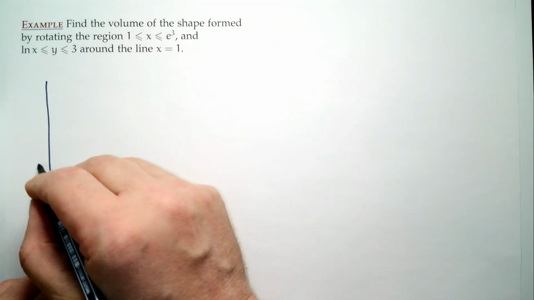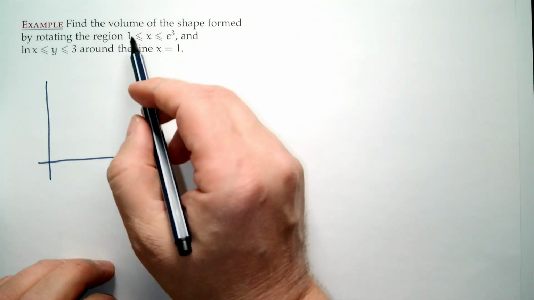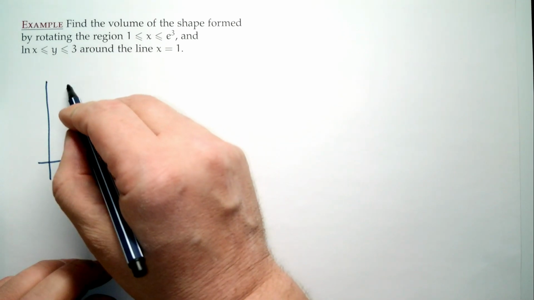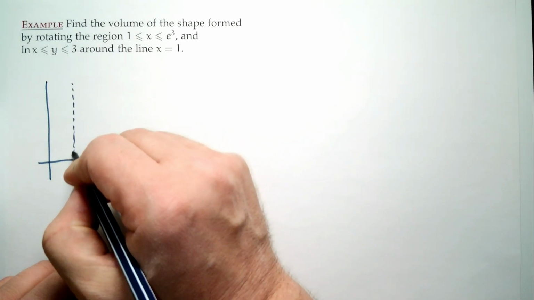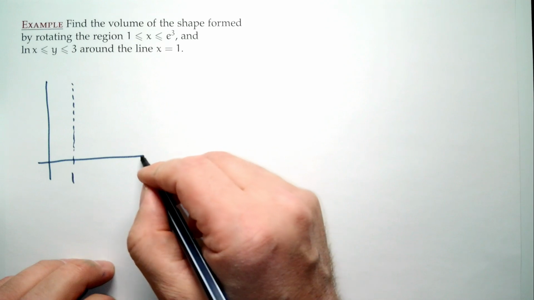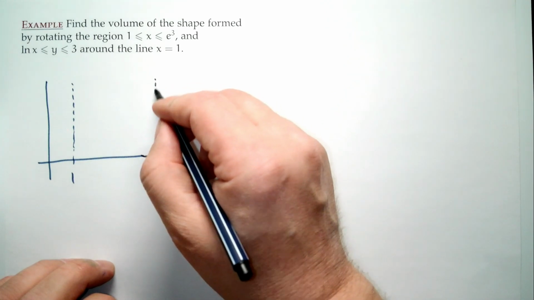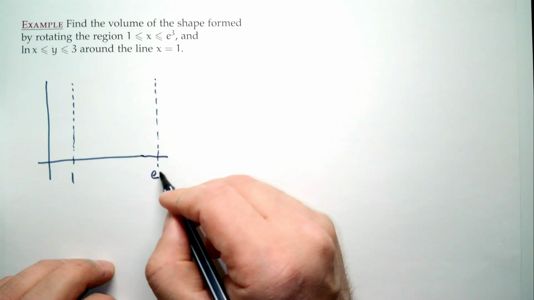And it's not so bad. Let's see. We have x equals 1. I'll just put a little dashed line here. We'll say this is 1. We have x equals e cubed. I don't know exactly where it is. We'll say that's over here. There's e cubed.